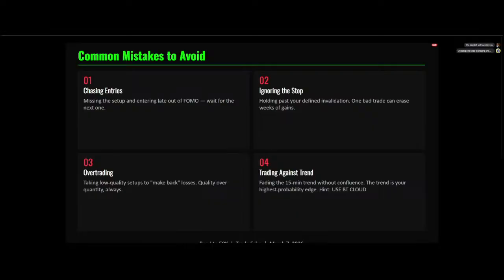And then number three, overtrading, taking low quality setups to make back losses. Just like ignoring the stops, you'll be like, okay, I lost half of my portfolio, I can make it back, I can make it back. You might take another trade and lose a little bit. You're like, okay, now I won't ignore my stop. So you actually listen to the stop.